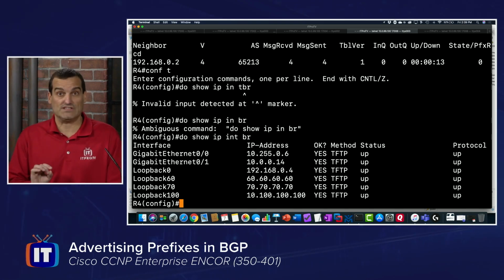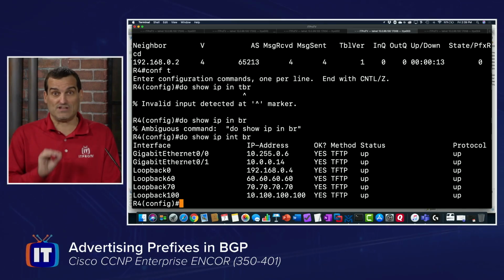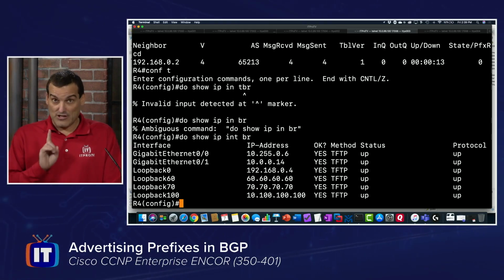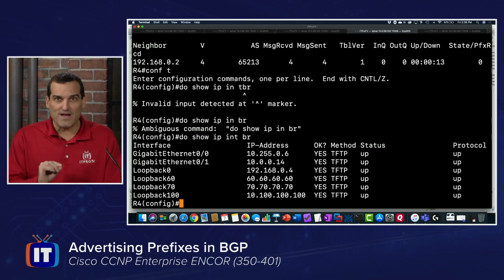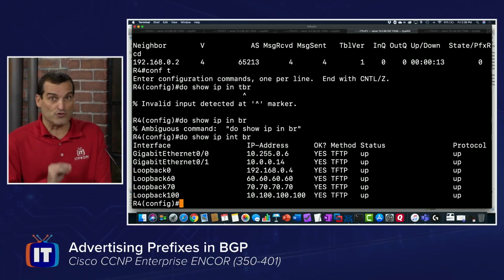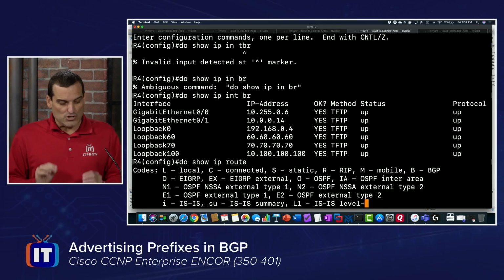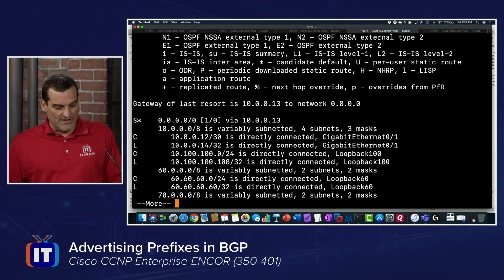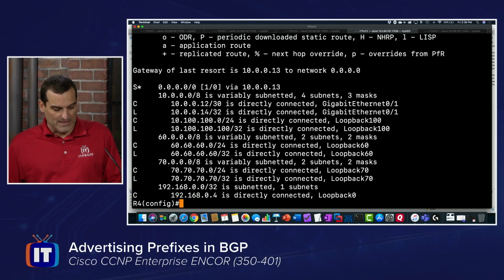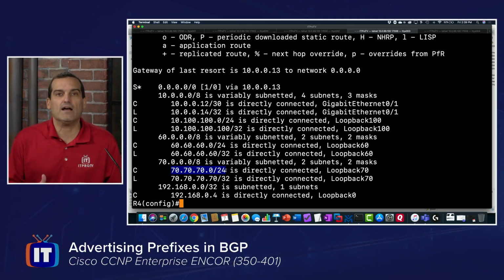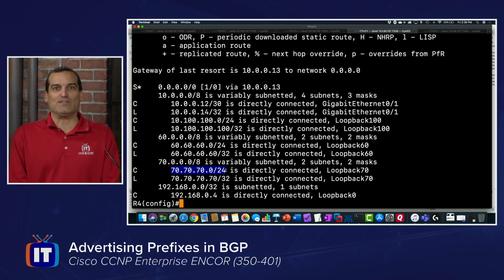Now, here's how this works. If you're going to use the network statement to advertise a prefix into BGP, you must, I repeat, you must have that exact prefix in the routing table. So I'm going to do show ip route. Do we have in the routing table the 70.70.70 prefix? We do, with a 24-bit mask. Because that exists in the routing table, I can now advertise it with the network command into BGP.